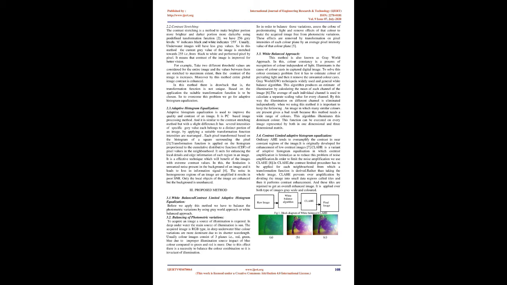2.2. Contrast stretching. Contrast stretching is a method to make brighter portions brighter and darker portions darker by using a predefined transformation function. We have 256 gray levels, where 0 indicates black and 255 indicates white. Usually, underwater images will have fewer gray values. So in this method, the current gray values of the image are stretched towards 255, i.e. from black to white, and performed pixel by pixel. It means that the contrast of the image is improved for better vision. For example, if two different threshold values are considered for the entire image and the values between them are stretched to the maximum extent, then the contrast of the image increases.